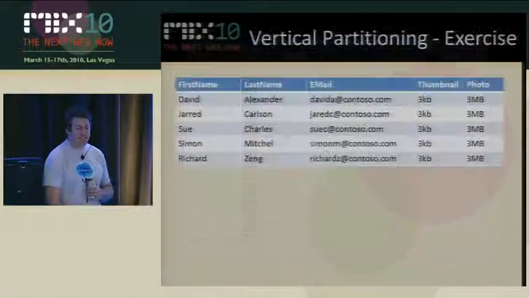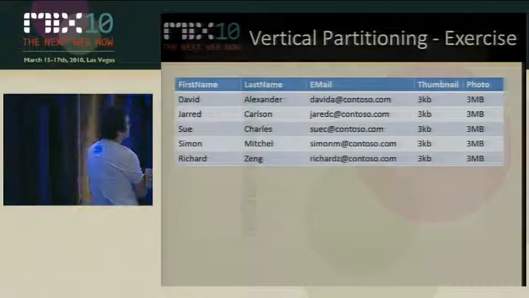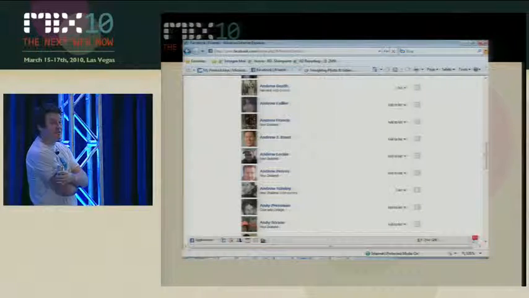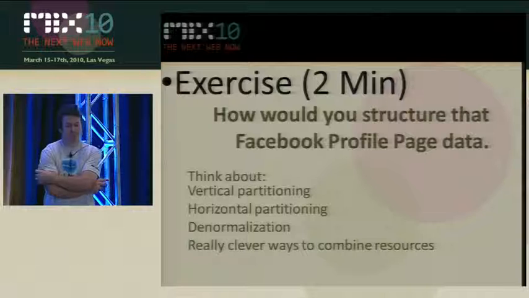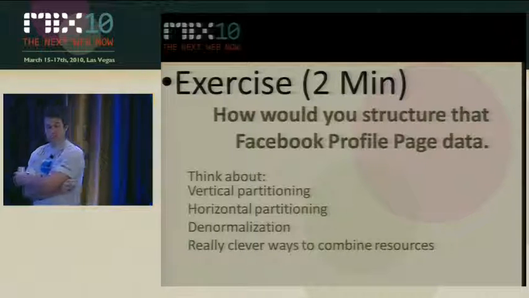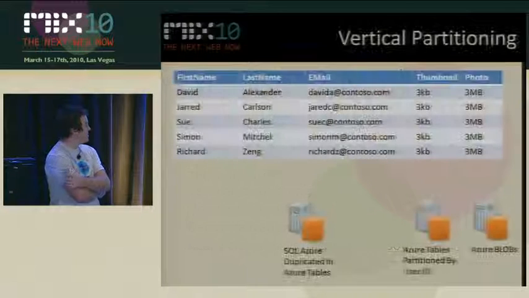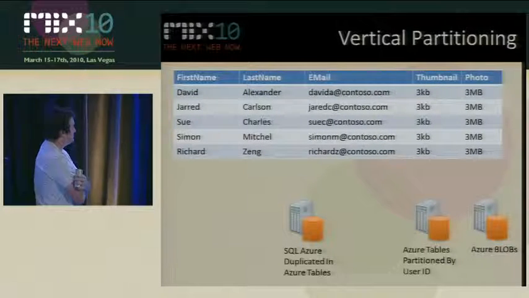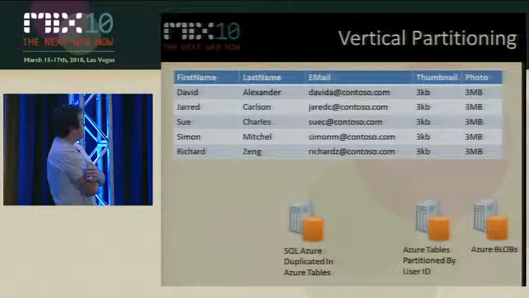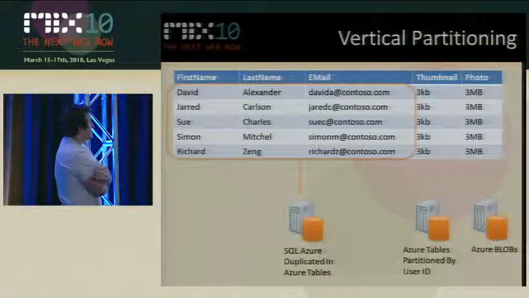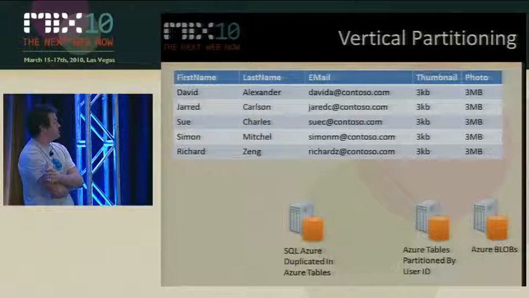So, hybrid partition. Here's a quick exercise, sort of a thought experiment. Given that we've got this sort of data for a Facebook friends type of page, how would you do it? How would you do it? Have a quick think. So, here's how I'd do it. I'd do some hybrid partitioning, so I'd do vertical partitioning and horizontal partitioning. I would vertically partition my data into SQL Azure. As I got enough data, I would change that to be horizontally partitioned as well.